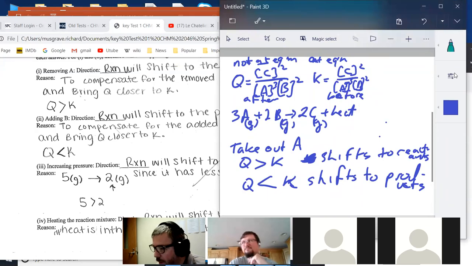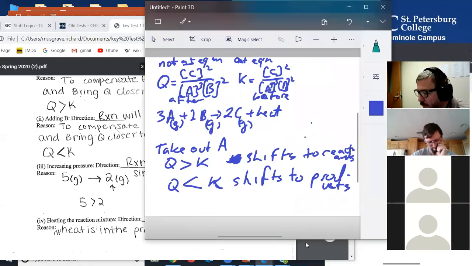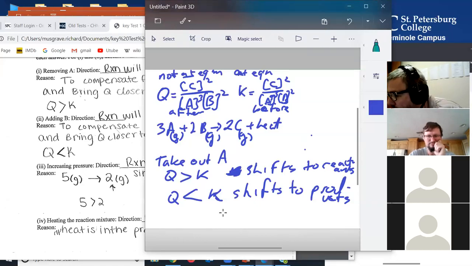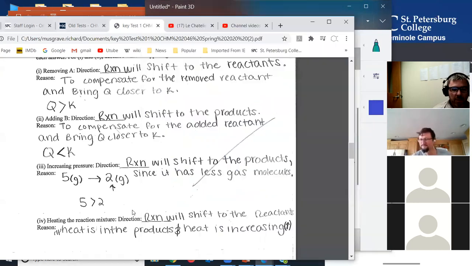So what I'm going to do here is I'll show a picture of a piston here. So we're increasing the pressure, which means that the pressure is increasing and the volume is going down. So if we're increasing the pressure, then the reaction will shift towards the products because it has fewer gas molecules. So we're going from 5 to 2.